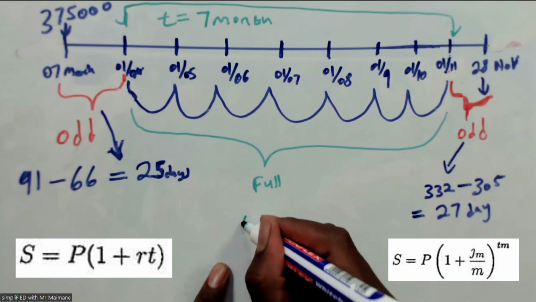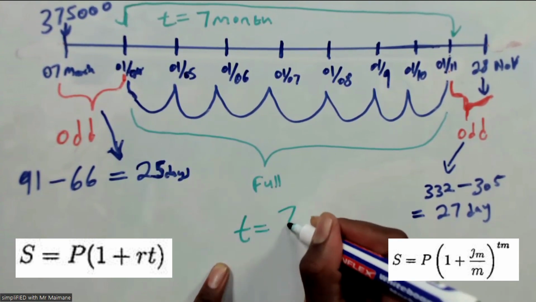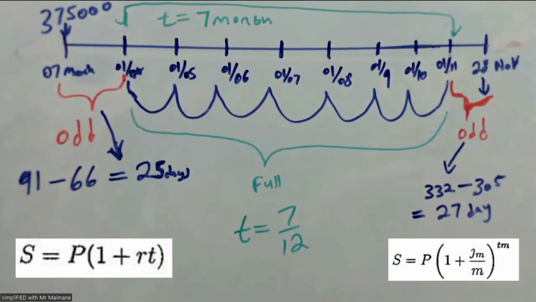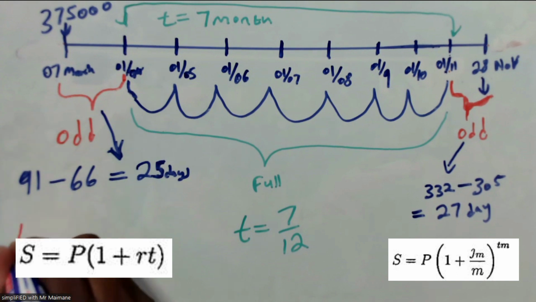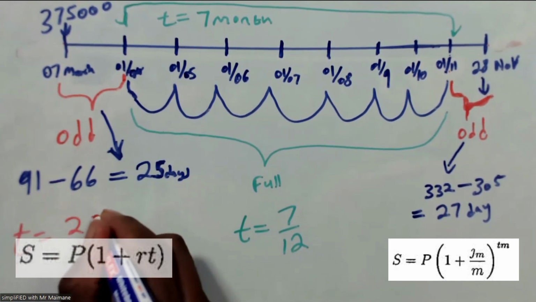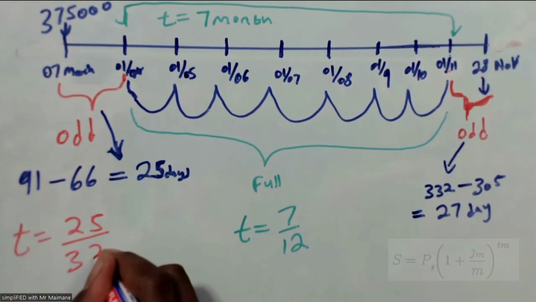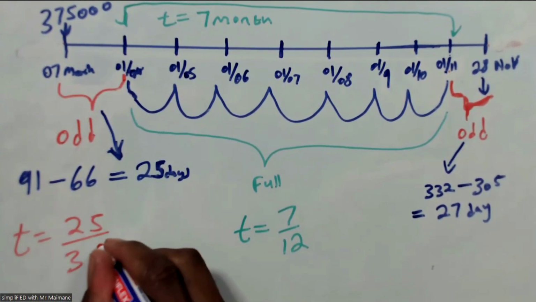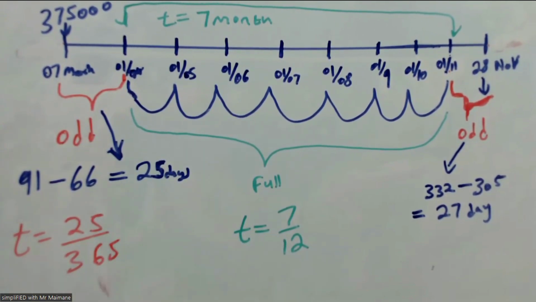So if it's in months, it means T will be 7 divided by 12. Also for this odd period here, if my term is in days, then T will be 25 divided by 365, because we have 365 days in a year. Also here, it means T will be 27 divided by 365. So now we have the information we needed.